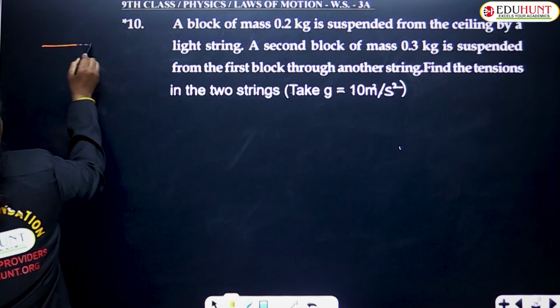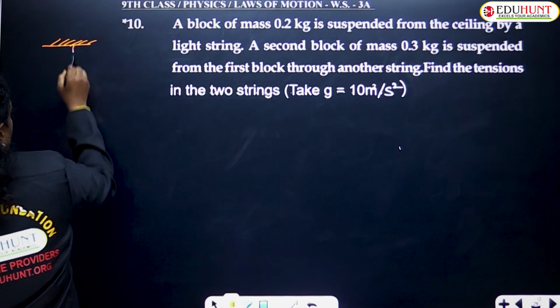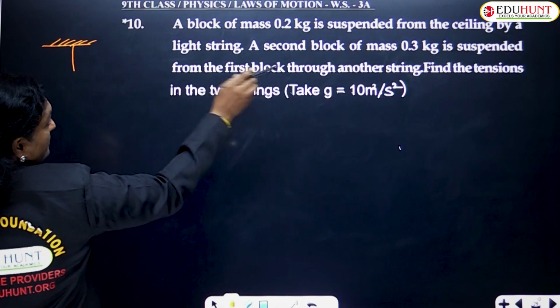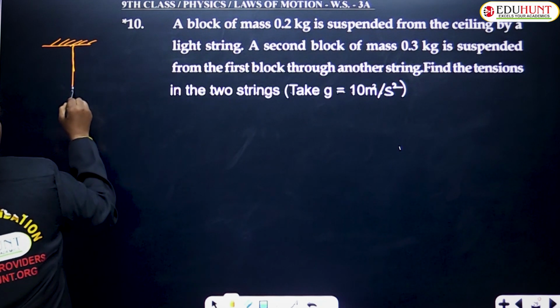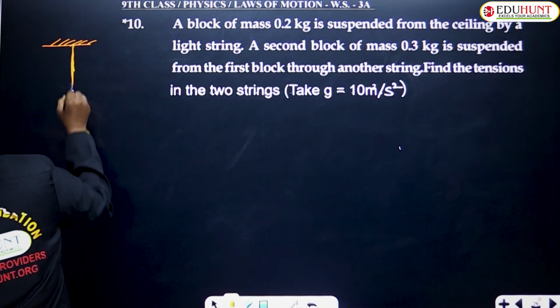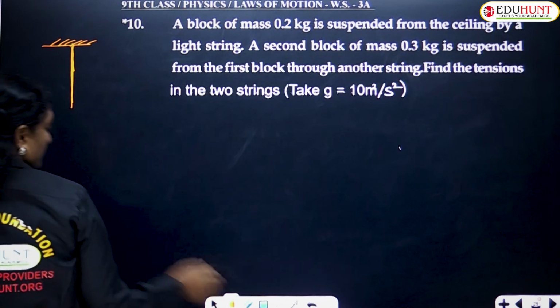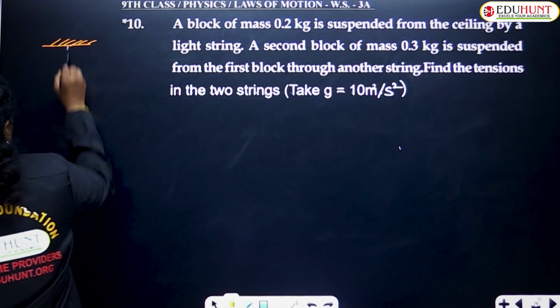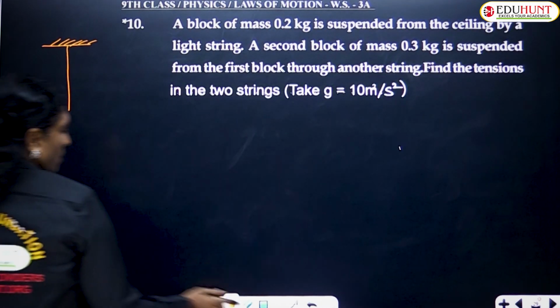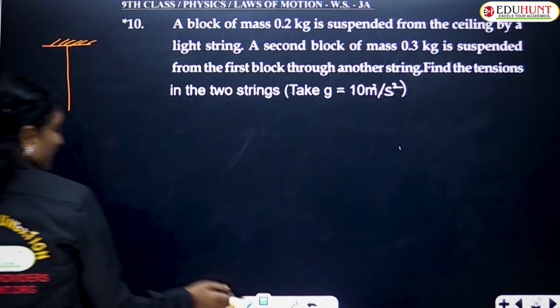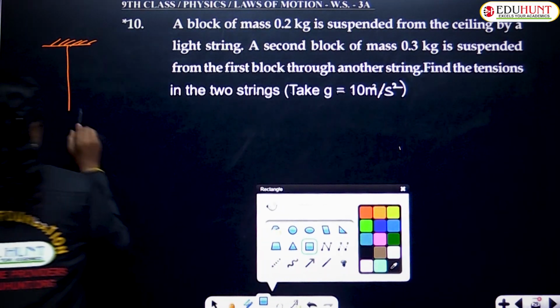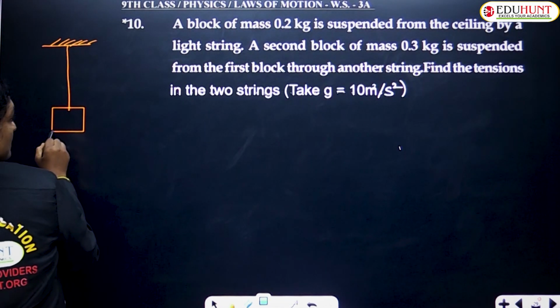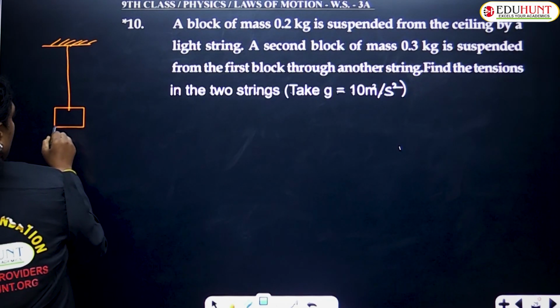So what is this, children? To the suspension, a string is there, a light string. Only a string was given, not a spring. A light string was given. This is better. To which a block of mass 0.2 kg is being suspended. So this is a block whose mass was given as 0.2 kg.